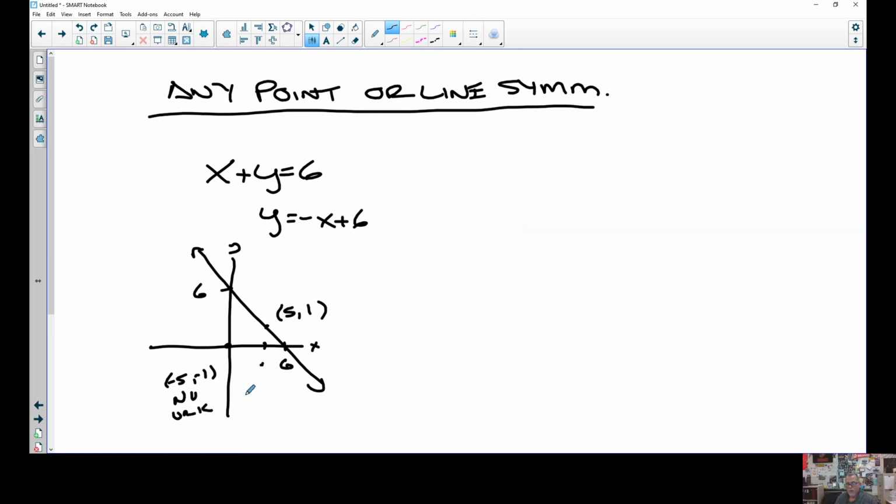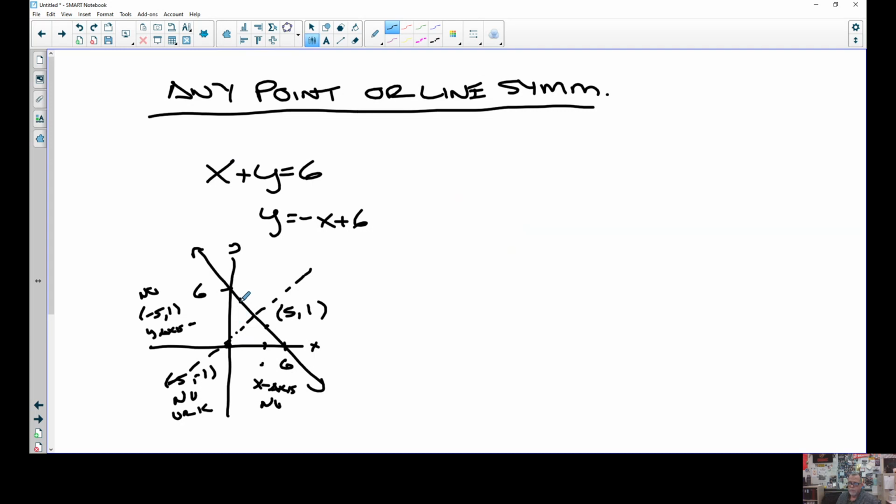This one, 5, -1 is not on this graph. So we can say it doesn't have x-axis symmetry. No. Y-axis symmetry would mean -5, +1 would be on here. That's a no. So no y-axis symmetry. What about y equals x? If 5, 1 is on this graph, again, y equals x would go through this point. So if 5, 1 is on this graph, 1, 5 would be on this graph. Is that true?